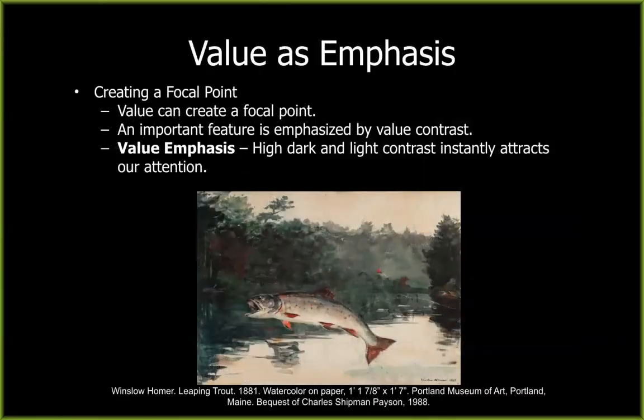You can use value to create a focal point. And in this painting by Winslow Homer, you can see the areas of contrast. So the underbelly of the trout contrasts against the dark background, and then the darker tail contrasts against the lighter reflection of the light from the water. So this helps that trout just pop off the screen.